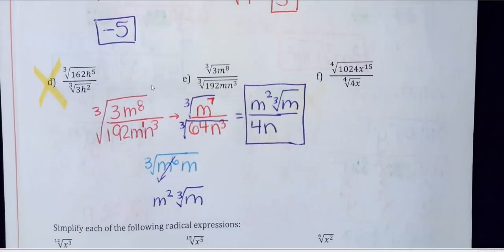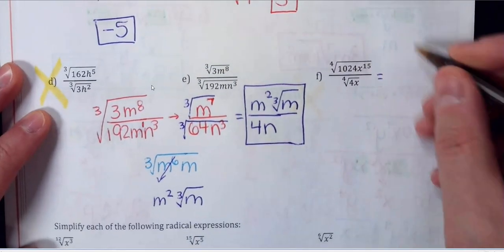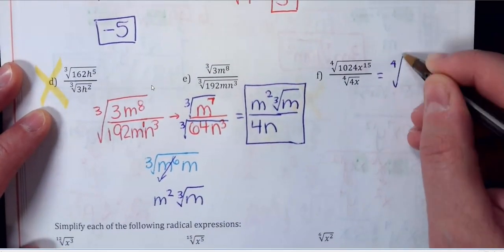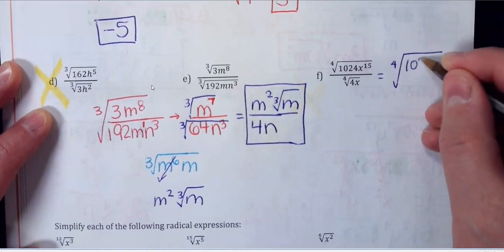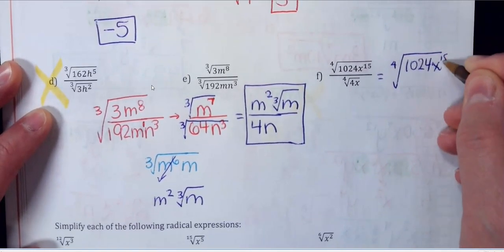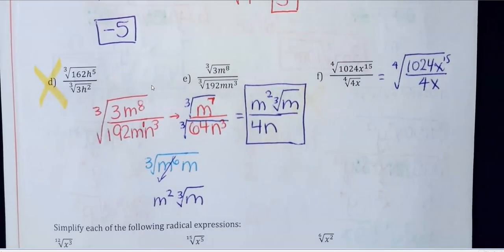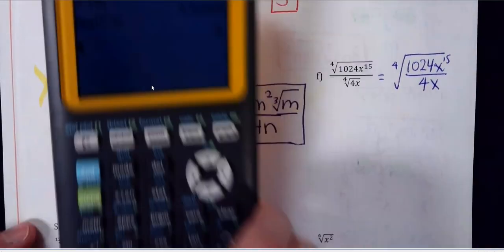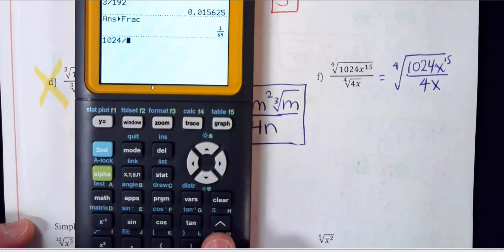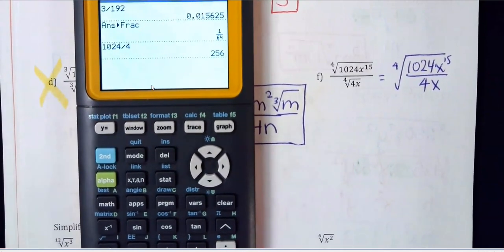Okay. The very last one is actually a 4th root, so we want to make sure we're looking at that list of perfect fourths. Again, you do not have to rewrite this, I'm just going to rewrite it real quick. I'm going to think about this as 1024x to the 15th all over 4x, the whole thing under a 4th root. And I want to reduce that first. If I take 1024 and divide that by 4, it's not a fraction, because the bigger number is on the top. That actually just reduces to be 256.